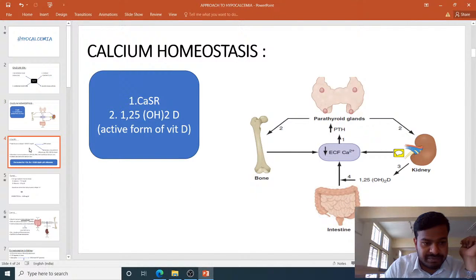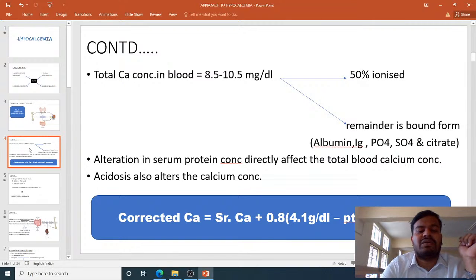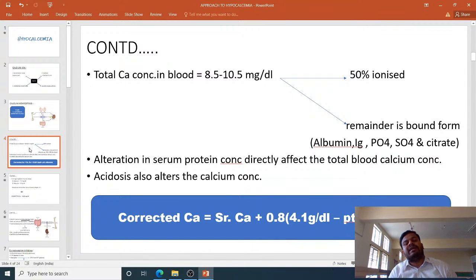And the total calcium concentration in the blood is 8.5 to 10 milligrams per deciliter, of which 50% is ionized and the remainder is bound to albumin. So not all the calcium floating in the blood is ionized. Alteration in the serum protein concentration directly affects the blood calcium ion concentration. So there should be adequate albumin to show a proper calcium concentration in the blood.